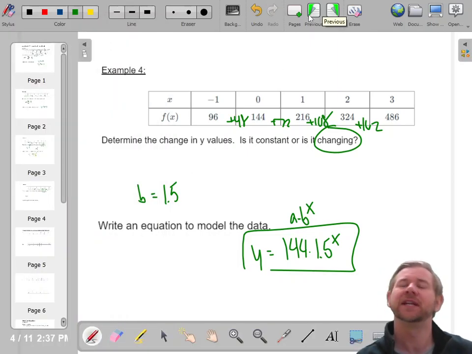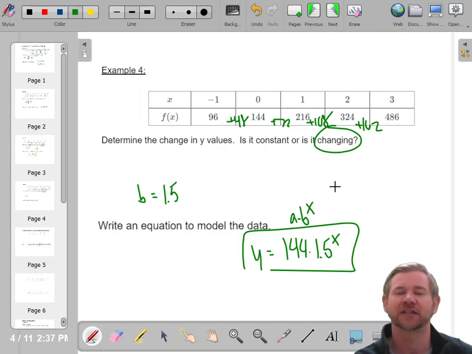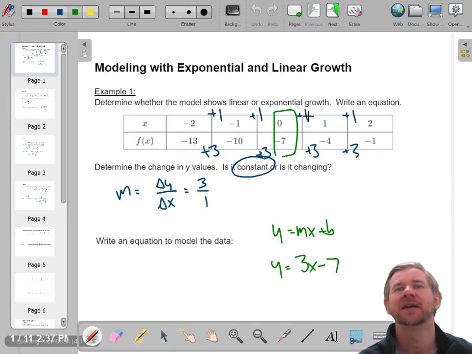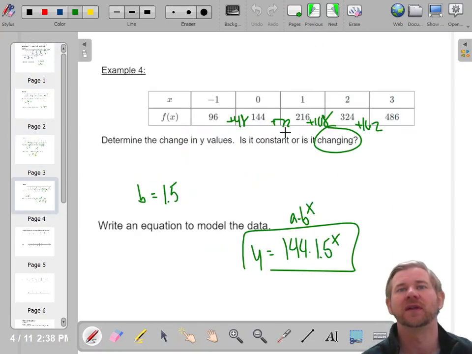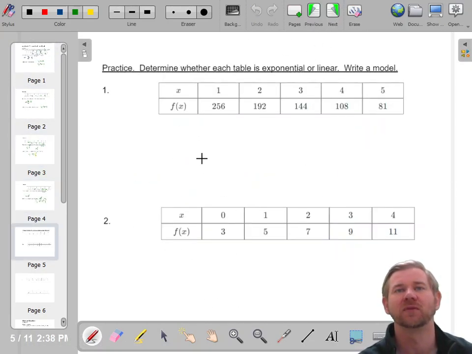Okay. So what you need to look for is, are they changing by the same amount, or are they changing by a changing amount? If it's different, then it's an exponential problem. If it's the same, then it's a linear problem. So let's do a couple of practice problems here real quick.